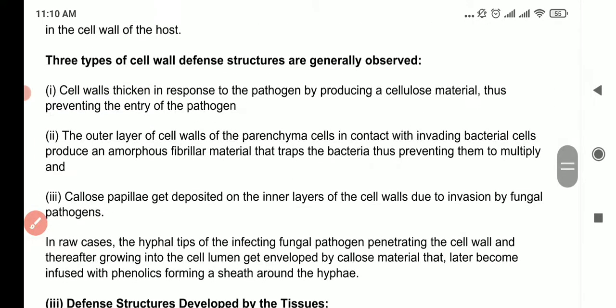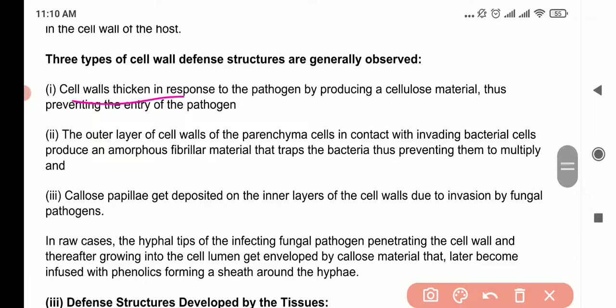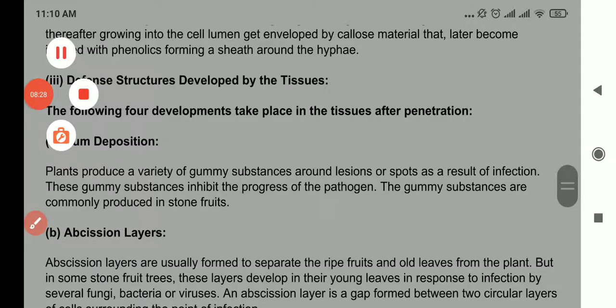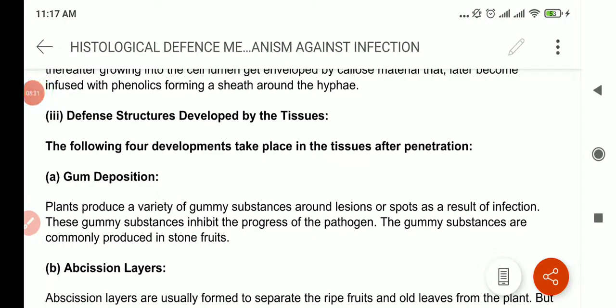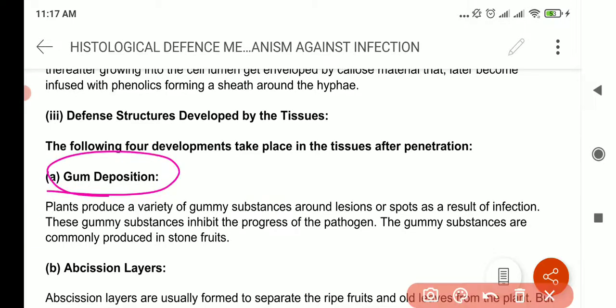Next, cell wall defenses could be of the following types. The wall could thicken, it could become amorphous, there could be callose papillae. You can just go through on your own. Then in the tissues, there are some changes that happen after the disease has entered the plant host. Sometimes there's gum deposition. Gum is a thick substance, you have chewed gum, so it can stop the progress of the pathogen.